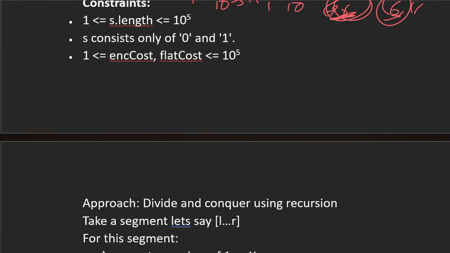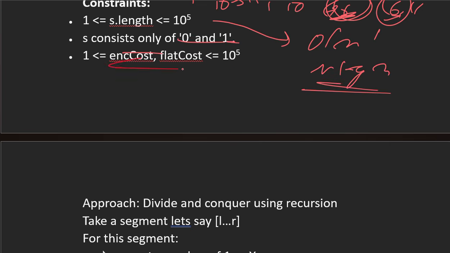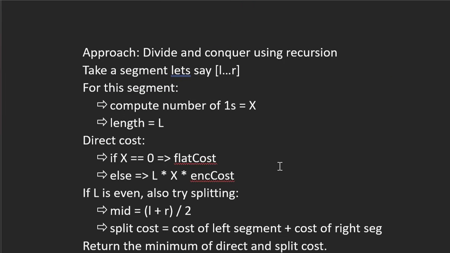So the string length is up to 10 to the power 5. So again we have to think of some approach of big O of n or n log n, right? And it consists of 0 and 1, and ENC cost and flat cost are up to 10 to the power 5. So let's see the approach for this problem.